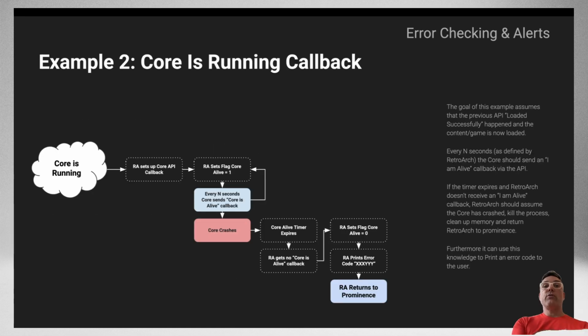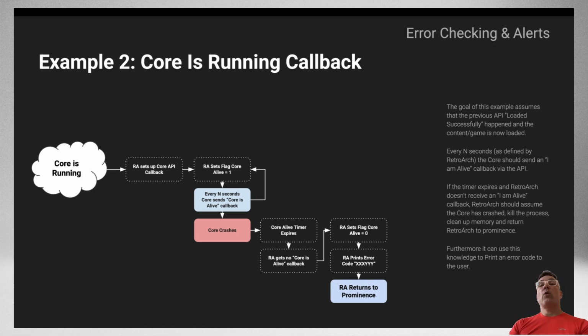I would suggest using these API callbacks. There's probably loads of other stuff that over time can be added to, so that the core can start to communicate with RetroArch and set up key points or callbacks, which we can then detect for errors, right, and use for errors.